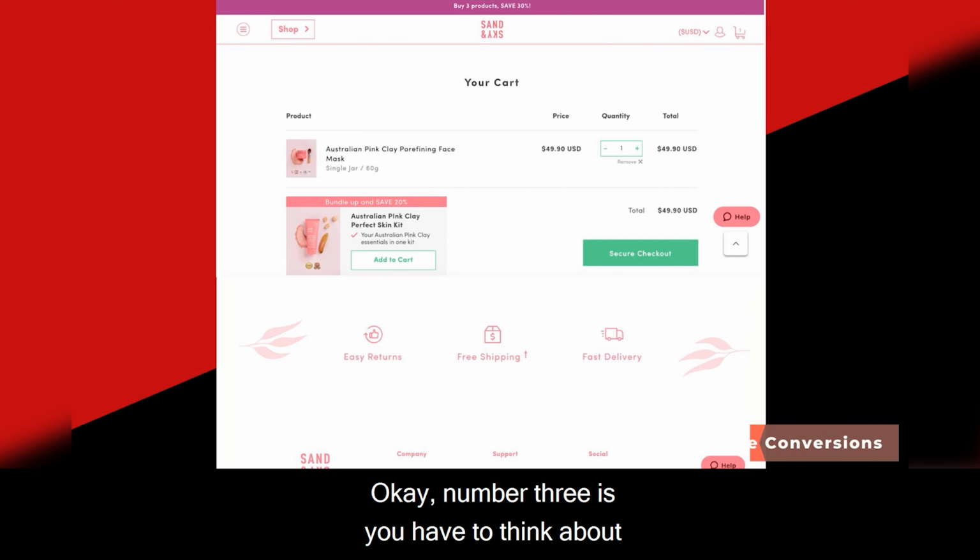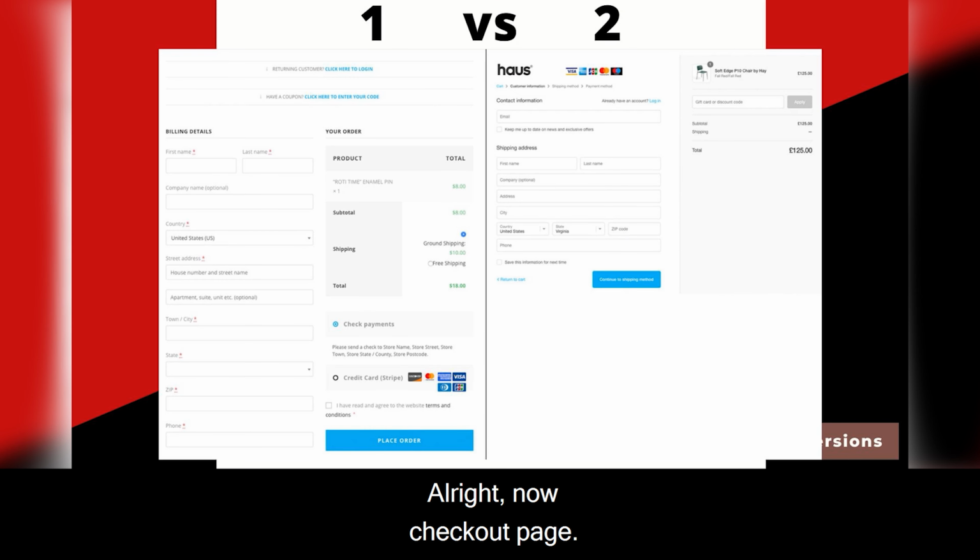Okay, number 3 is you have to think about what the customer's concerns could be, right? What would prevent them from going through the checkout? Could it be any shipping worries, like how long it's going to take, how much it's going to cost, if there's going to be tax, or if there's going to be warranty. So those are some of the things that you can put on the cart page to give the customer peace of mind.